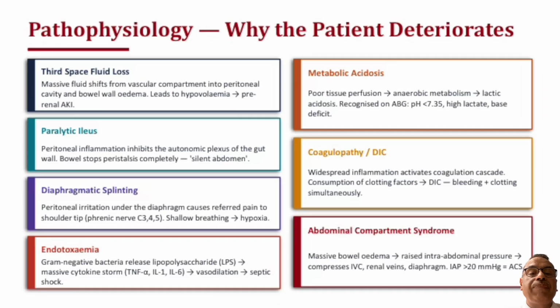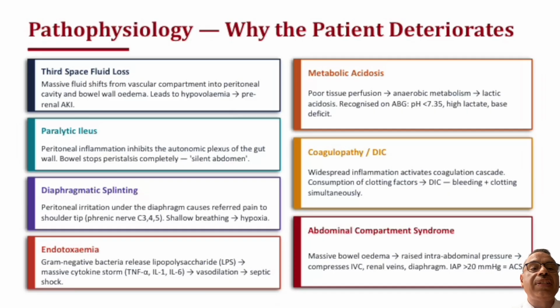It can also cause abdominal compartment syndrome because the massive edema of the bowel wall can lead to increased intra-abdominal pressure. Now, if the intra-abdominal pressure goes beyond 20 millimeters of mercury, then abdominal compartment syndrome can occur. And this abdominal compartment syndrome would compress the great veins like the inferior vena cava and the renal veins. It would also splint the diaphragm. The venous return to the heart is compromised and the patient can go into cardiorespiratory failure.